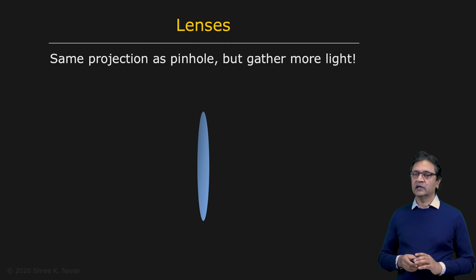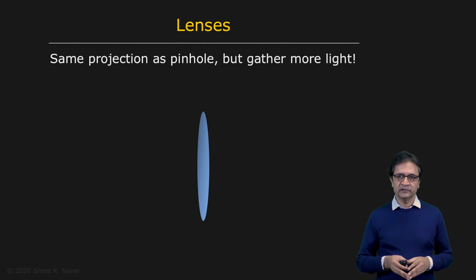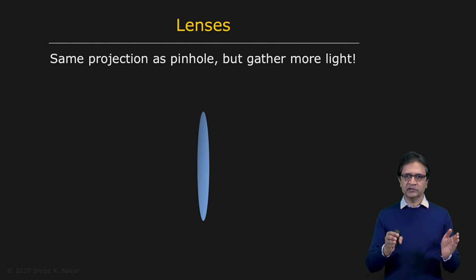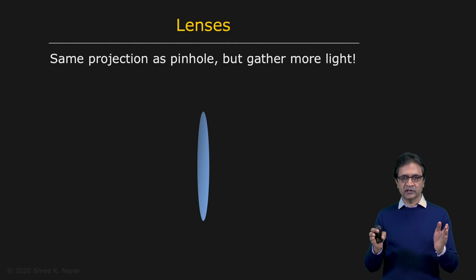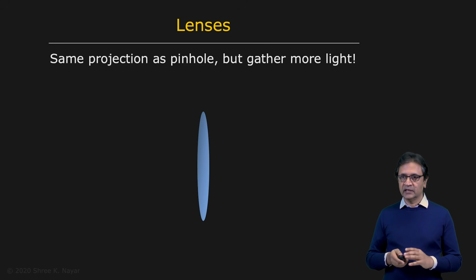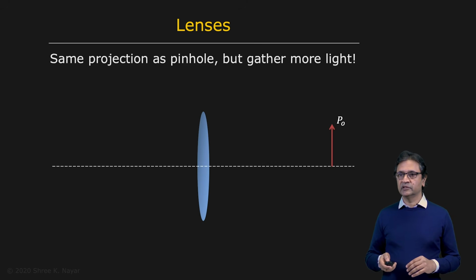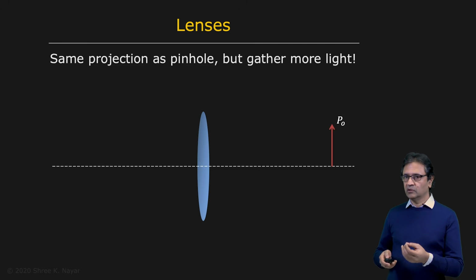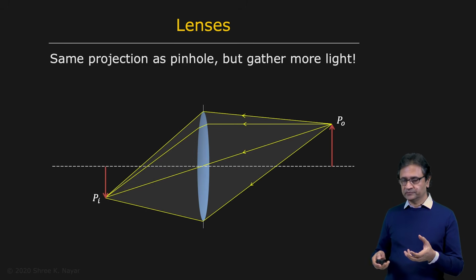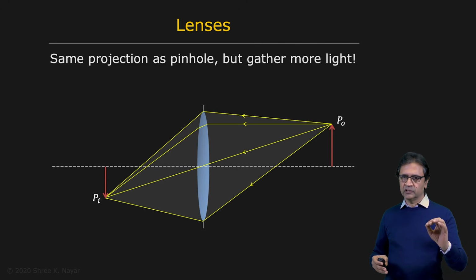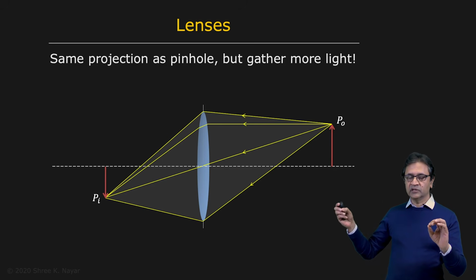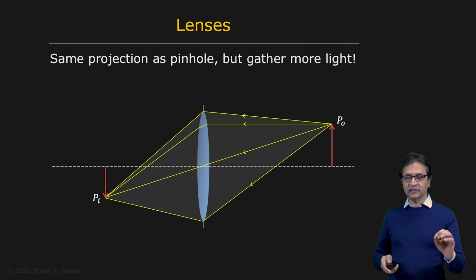Now, let's take a look at how you form an image using a lens. The lens performs the same projection as a pinhole, which is perspective projection, except that it gathers a lot more light. You see a lens here, and let's consider this point in the scene P0. All the rays of light received by the lens from the point P0 are refracted or bent by the lens to converge at the point Pi. So Pi is where the point P0 is going to be focused behind the lens.